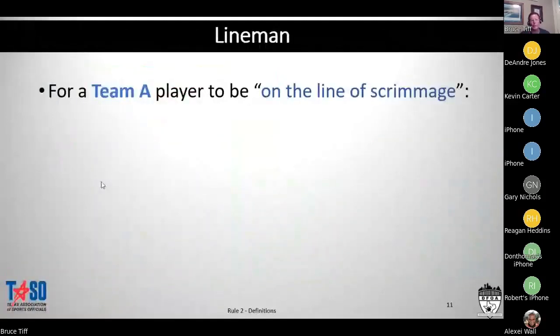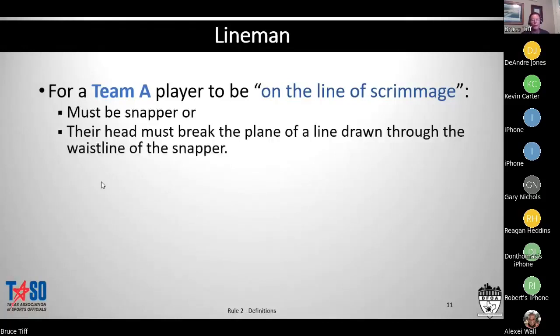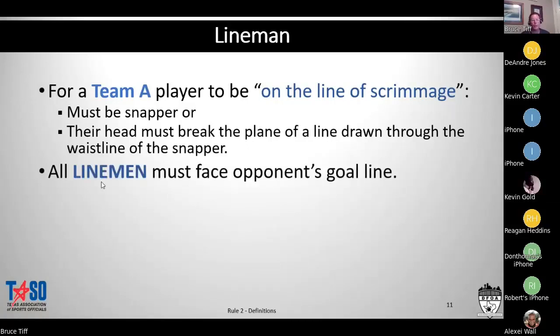Now, we're going to get into linemen. What is a lineman? Well, everyone's saying, that's just somebody on the line. Well, there's actually a definition for it. They have to meet some criteria to technically be considered a lineman. For a Team A player to be on the line of scrimmage, they must be the snapper, or their head must break the plane of a line drawn through the waistline of the snapper. All linemen must face their opponent's goal line. You can't have a lineman that comes up to the line of scrimmage and lines up backwards.